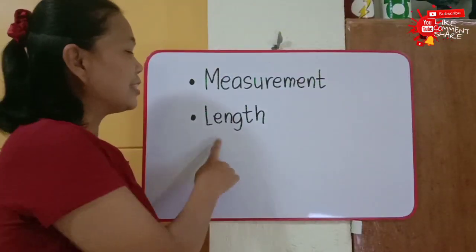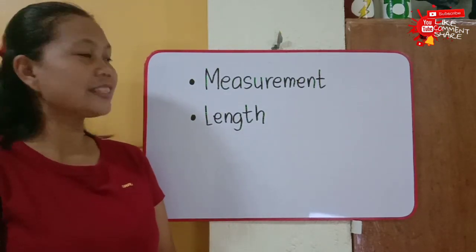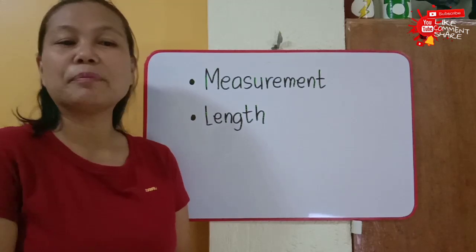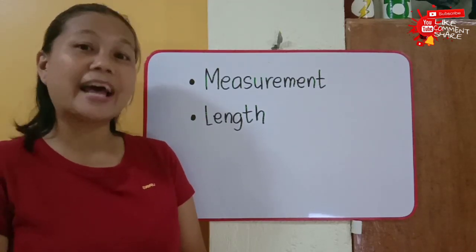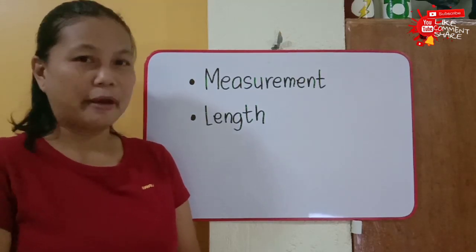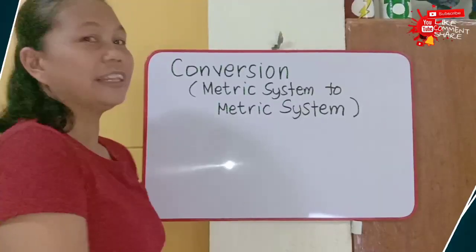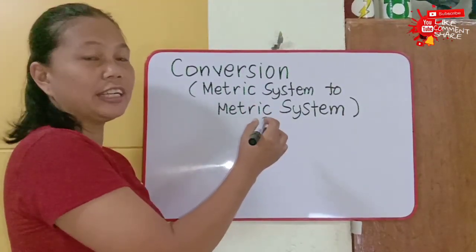Okay, let us describe what length is. Length describes how long the physical quantity is, and it involves the distance, the width, the length, and depth. Okay, now let us discuss conversion for length.